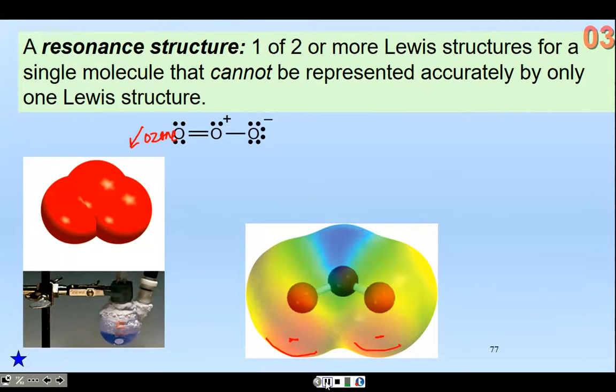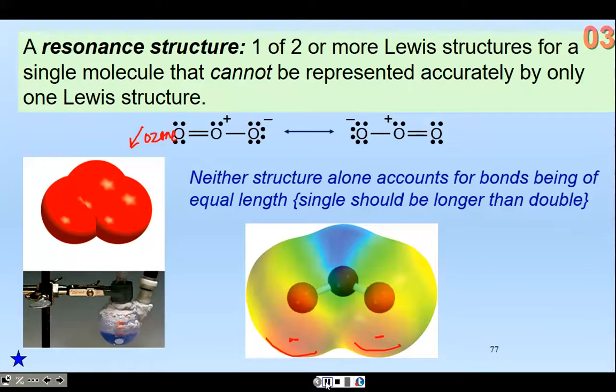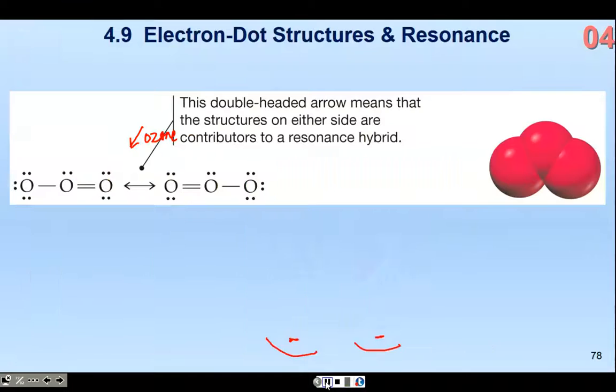And so the diagrams we drew on the previous slide tell us that either of the end oxygens could be drawn with the double bond equivalently, and so we put an arrow in between to represent the idea that they're both equivalent. Neither structure alone accounts for the bonds being of equal length, since the single bond should be longer than a double, so both structures are needed, and the arrow in between tells us that these are resonance structures. So double-headed arrows in these diagrams represent the notion that these are resonance hybrids. The 2 together combined give you the full picture.